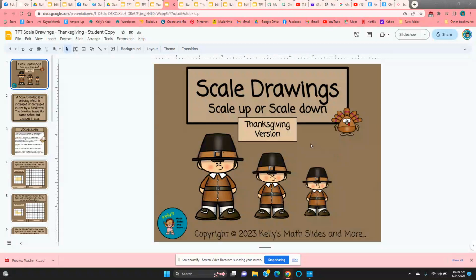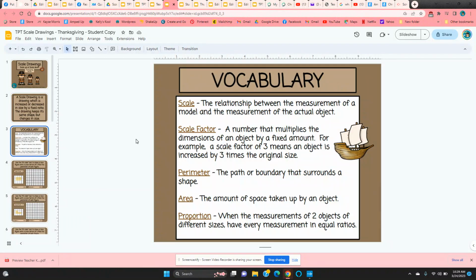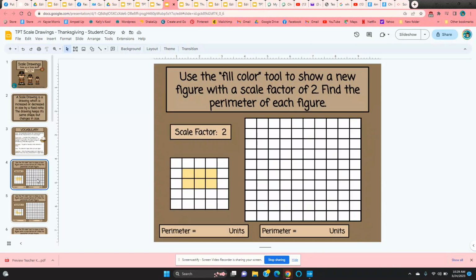Scale drawings. This is the Thanksgiving version. It starts with a definition of what a scale drawing is, and then it gives the students some vocabulary. They're going to need this vocabulary on the final slide, so they might want to refer back to slide 3.